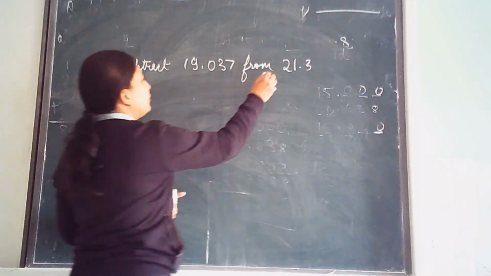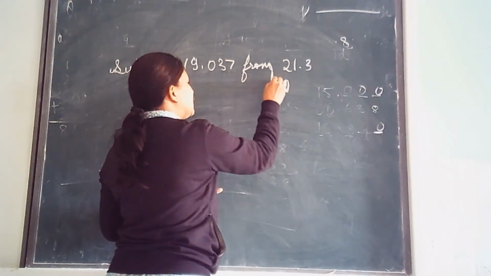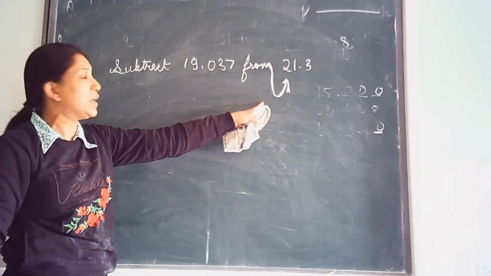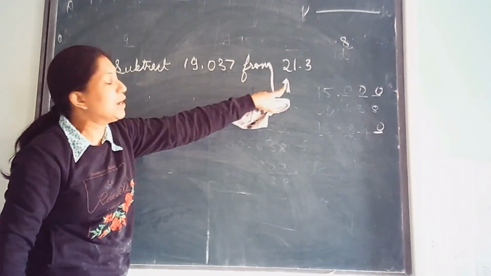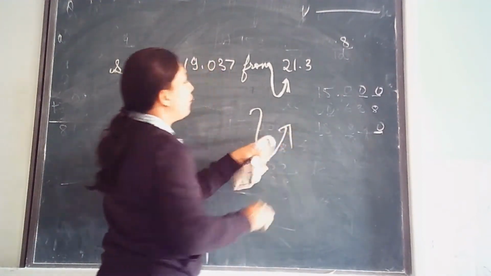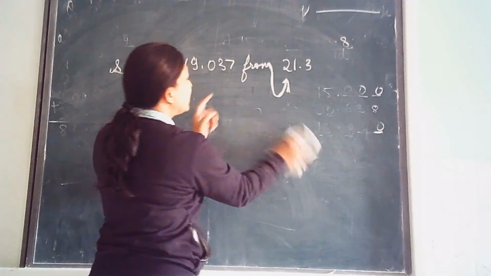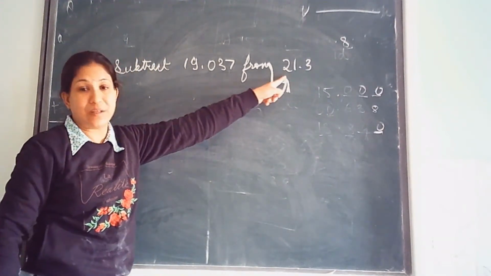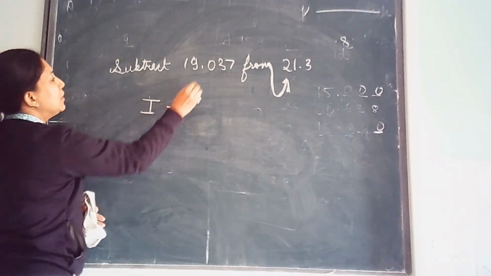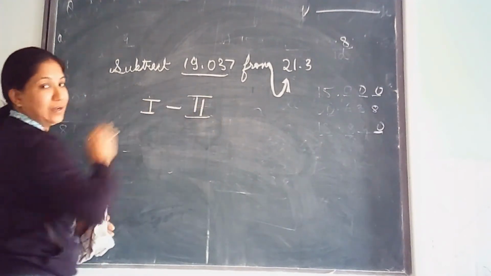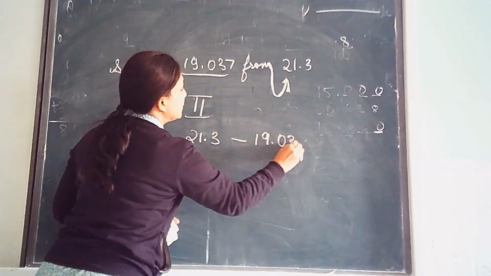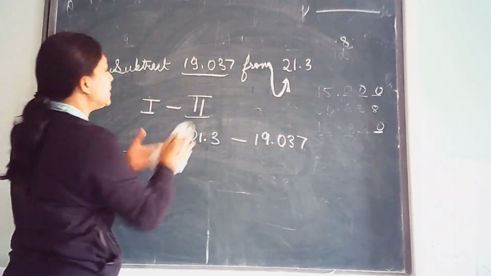For this, I will give you a trick. With a pencil, wherever you have the word from, draw a magical tail: you extend the M and take it as a magical tail, and draw it in the forward direction like this. Now where is it pointing? It is pointing to this number. So wherever this M is pointing, that will become your first number, minus the second number. That means 21.3 minus 19.037.